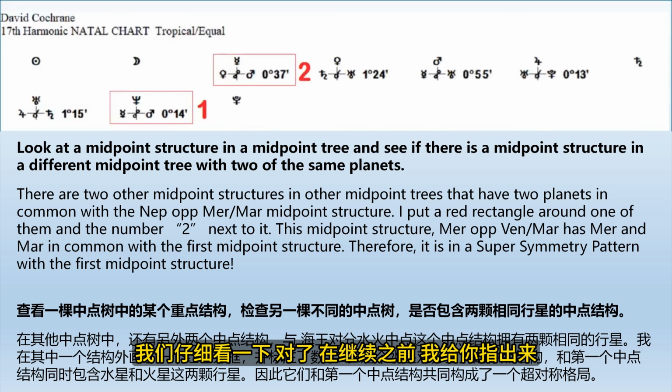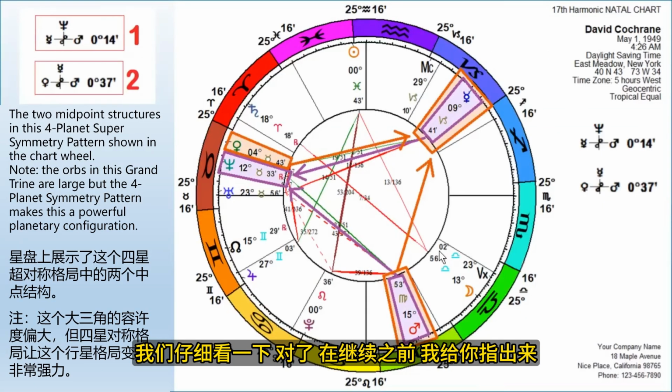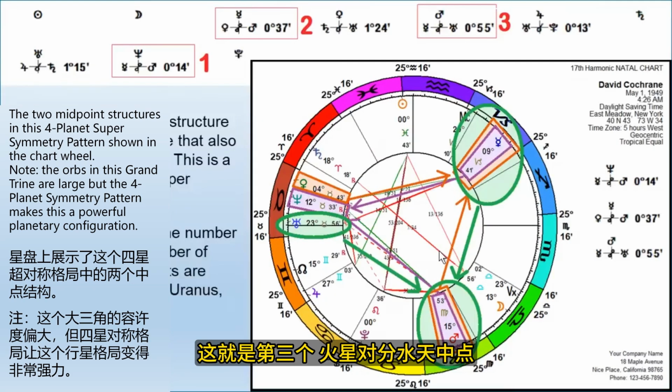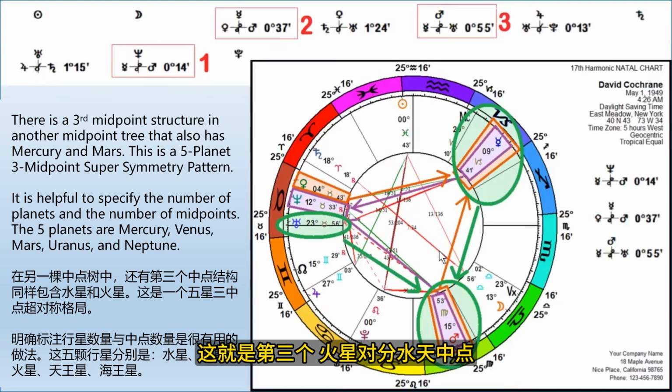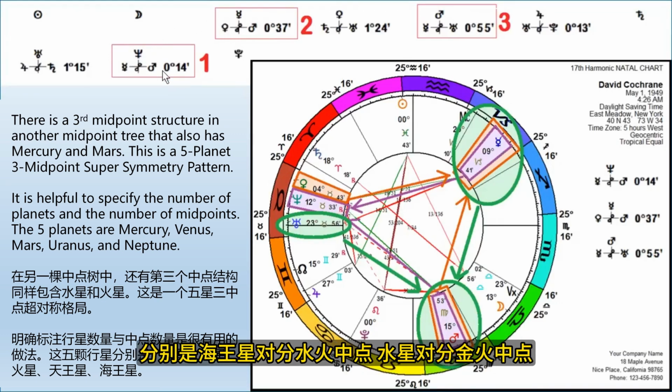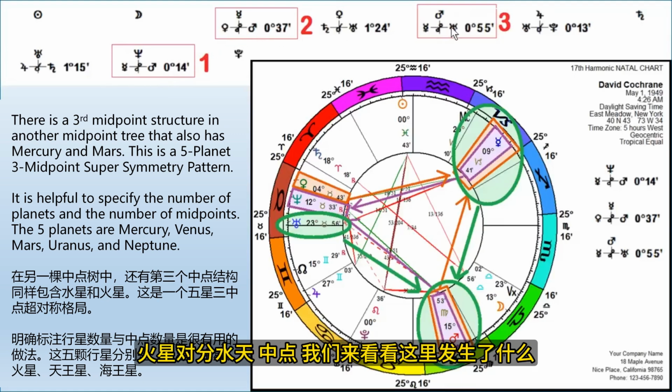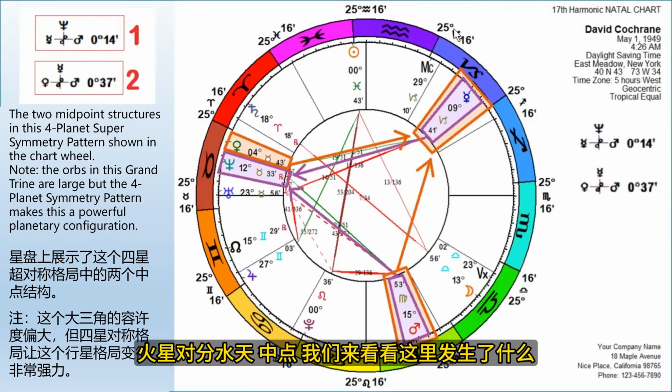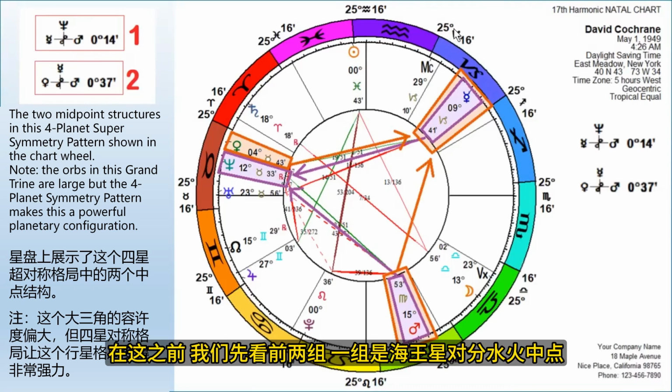So if we look carefully, there it is. Let me show you. There's the third one: Mars opposition Mercury, Uranus. So there are 3 midpoint structures that have Mercury, Mars. Neptune opposition Mercury, Mars midpoint. Mercury opposition Venus, Mars midpoint. And Mars opposition Mercury, Uranus midpoint. And we're going to look at what's going on there. But before we do, let's look at these 2 midpoint structures.